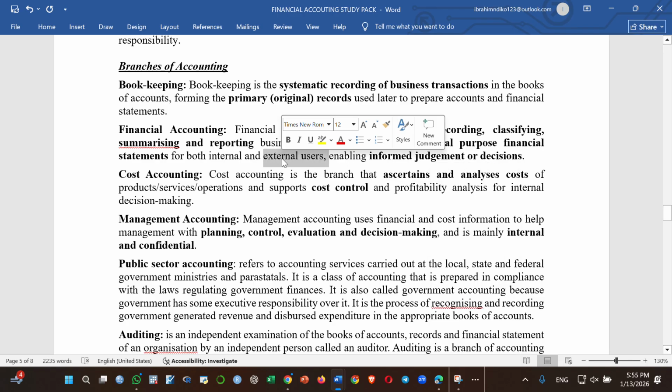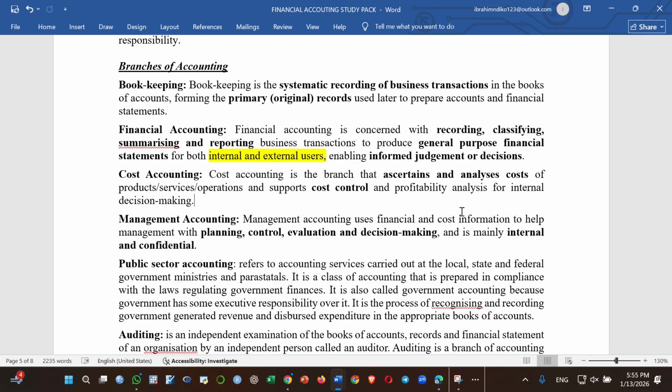So we have the users here, both internal and external users. So that information allows the internal and external users to make informed judgment and decision. Judgment and decision.